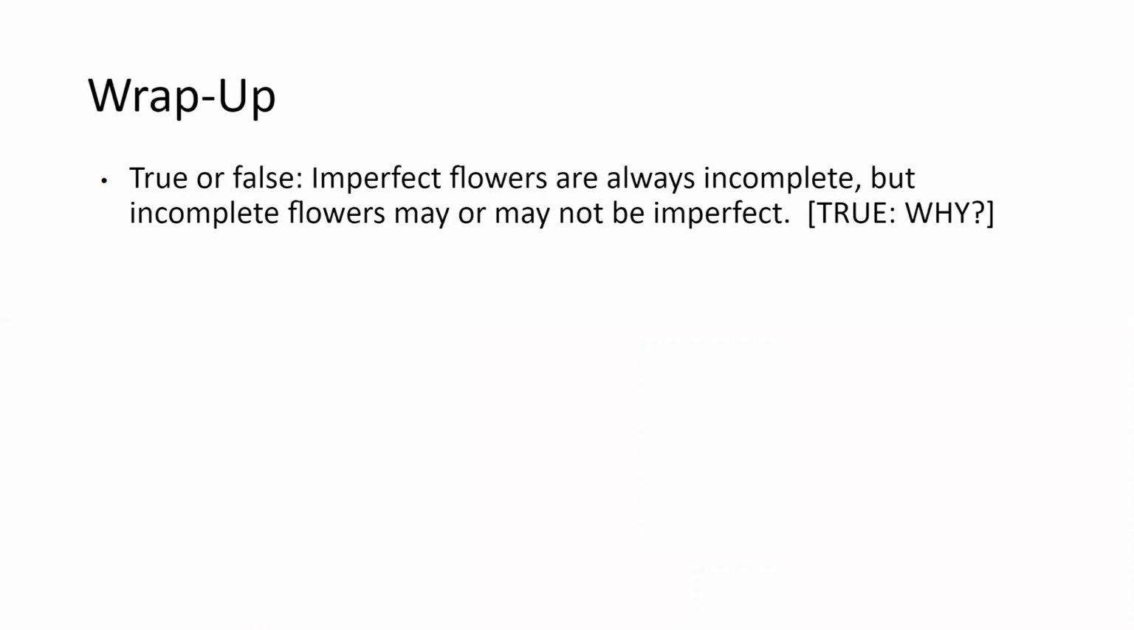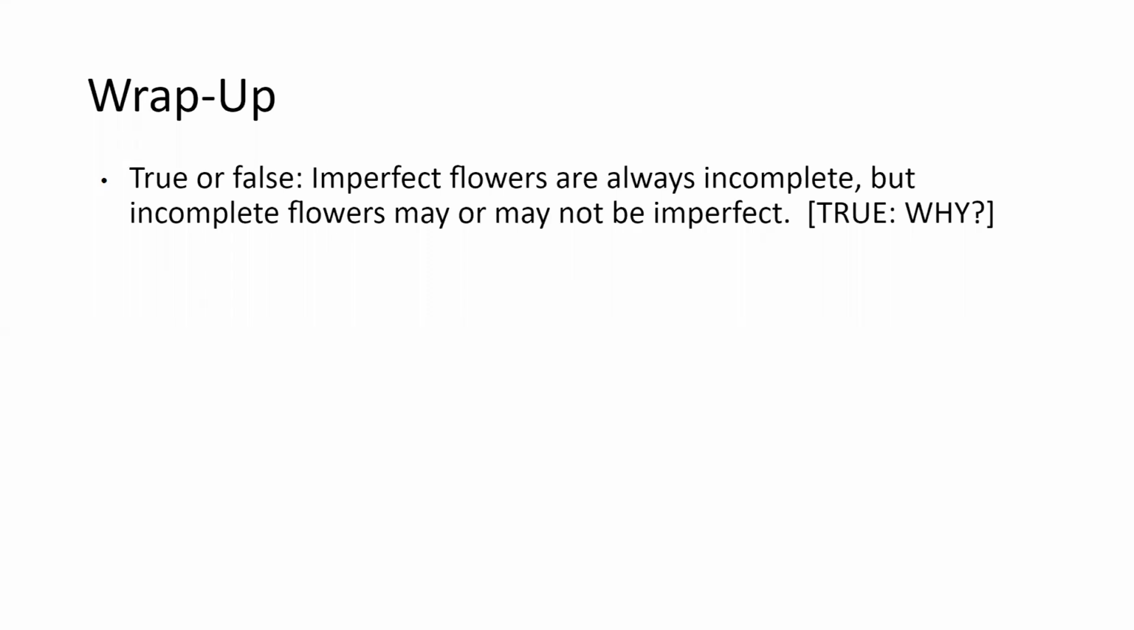So just to wrap up really quick, here's a quick recap. I want you to think about this: imperfect flowers are always incomplete, but incomplete flowers may or may not be imperfect. That is a true statement. If you find that confusing, think about it to make sure you understand the distinction in those terms. Remember, complete flowers have four parts: the sepals, the petals, the male androecium, and the female gynoecium. So an imperfect flower is lacking one or more of those parts.